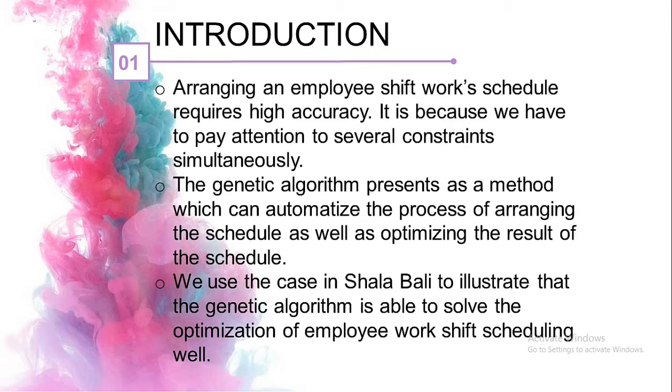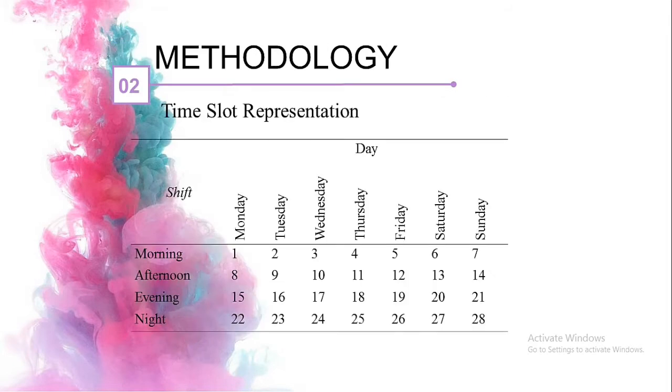We use the case in Salabali to illustrate that the genetic algorithm is able to solve the optimization of employee workship scheduling well. How can it be done?